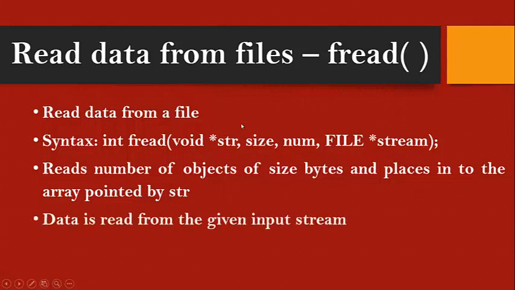So the data has been read from the given input stream. Here, for example, I have called the function fread, and I have passed the character array, and I have given the value as 1. Let's say I am going to call 20 objects, and every object is of size 1 byte, and this data is going to be read from the input stream, that is fptr. fptr is actually a file pointer variable. So we are going to read 20 objects, and every object is of size 1 byte, and that is being pointed to the character array, that is string.